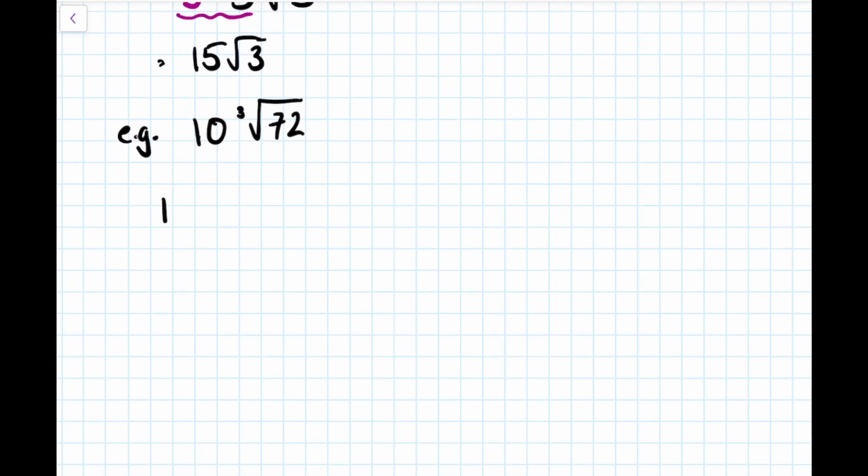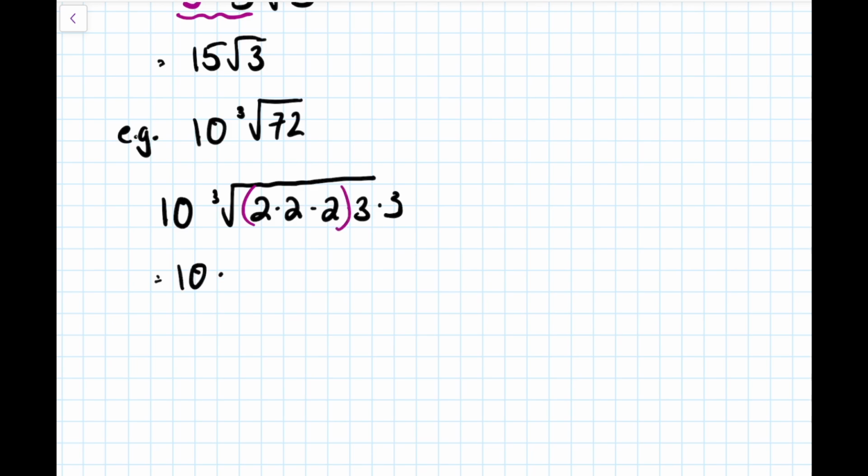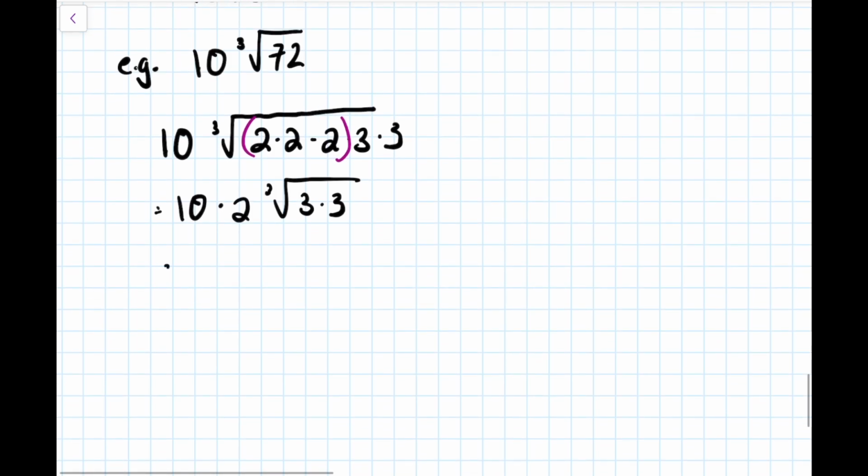Okay, so the 10's just sitting there. 72 is some 2's and 3's. Specifically, it's 3 2's and a couple of 3's. So looking at that, I can make one group of 2's, which is going to get me 10 times 2, and then cube root 3 times 3. So that 10 and the 2 is going to make me 20, and that 3 and that 3 is going to make me a 9. So we get 20 cube root 9.